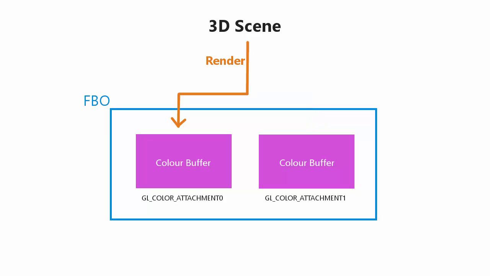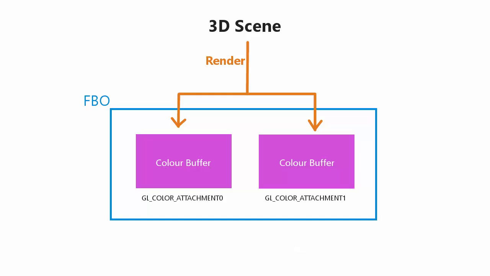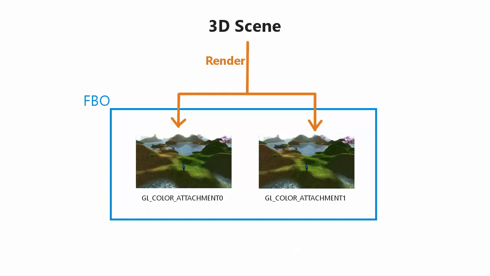And to do this, we need to call GL draw buffers, and we need to put in the attachments that we want to render to, so GL color attachment 0 and GL color attachment 1, instead of just GL color attachment 0 as we've done previously. If we were then to go ahead and render this scene to the FBO, the scene would be rendered to both of the color buffers, giving us 2 images of the scene. Of course, having 2 identical images of the scene isn't really much use to us. We want to be able to render different things to the different buffers.